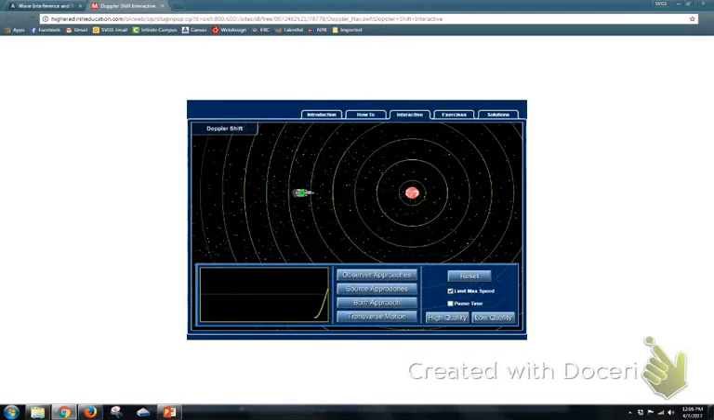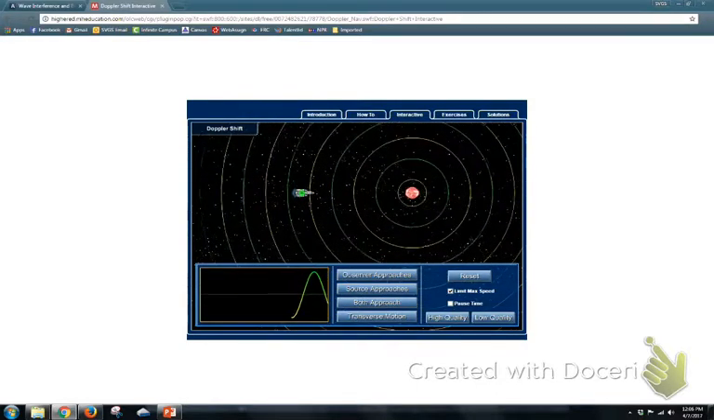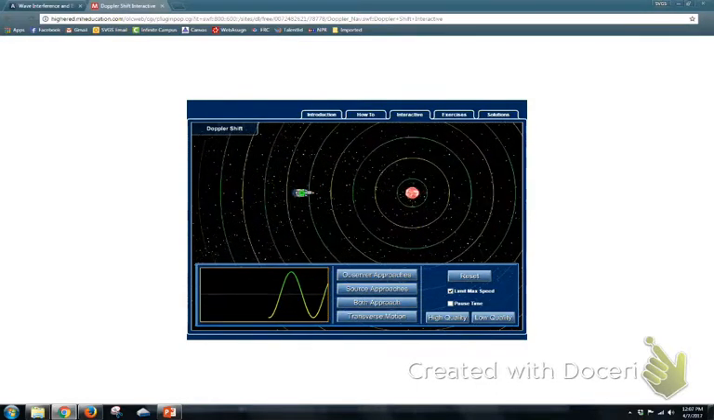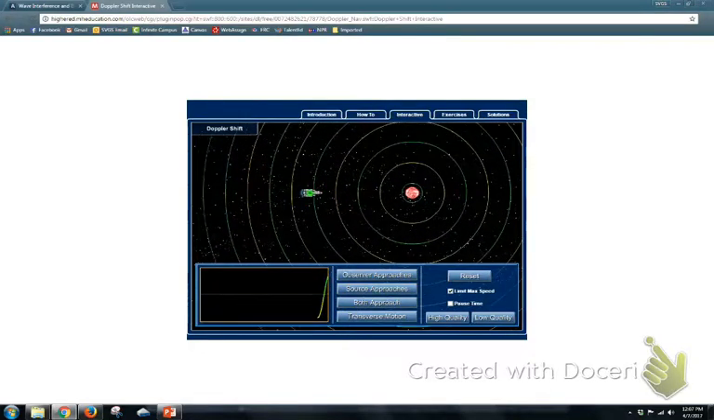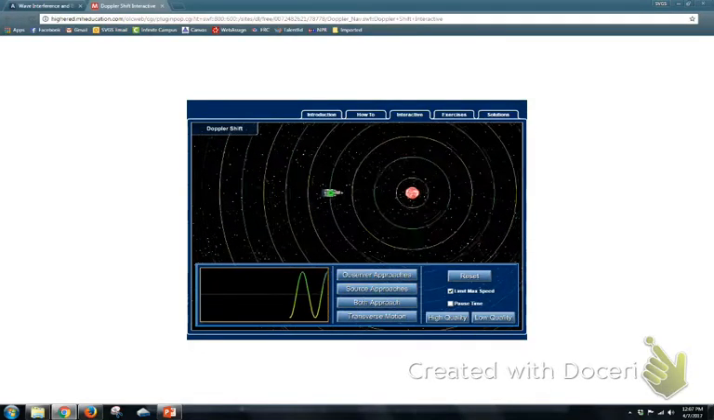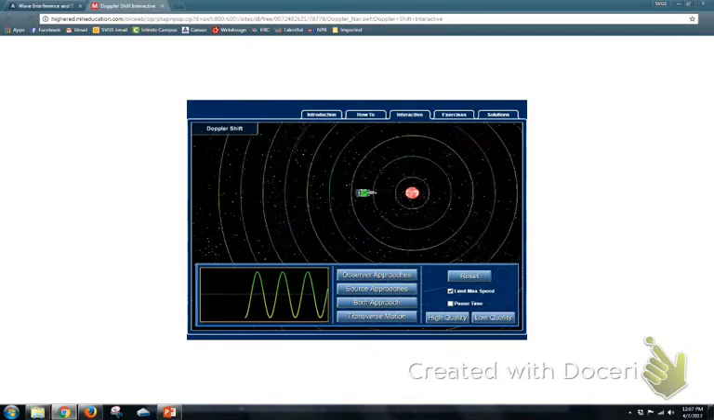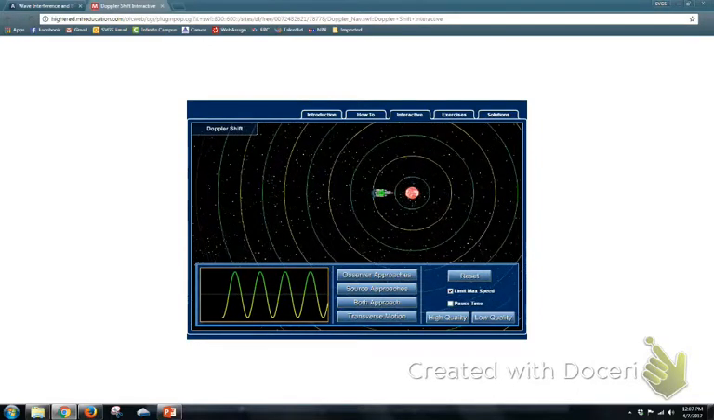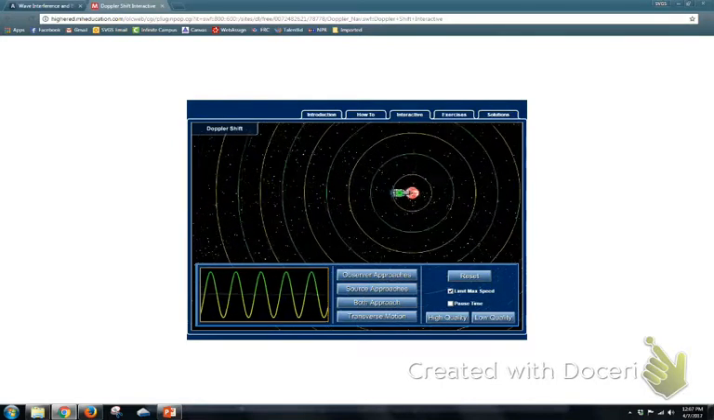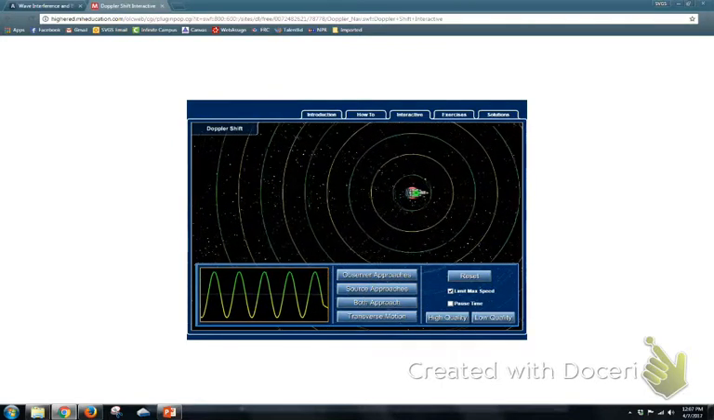If I reset this, I get a similar effect if, let's say, the observer approaches instead of the planet. Now the observer is hitting each wavefront more often than it would if it was just sitting still, even though the wave itself hasn't changed. According to the observer, it's a much lower wavelength, higher frequency.